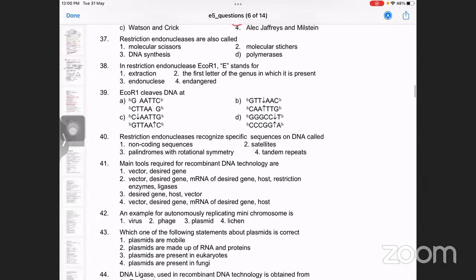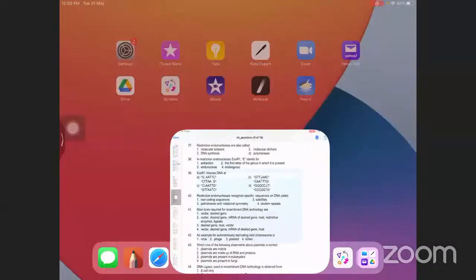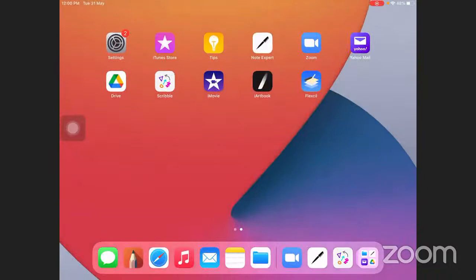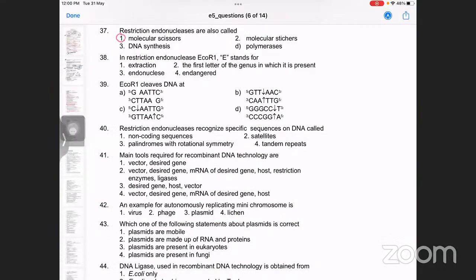Restriction endonucleases are also called molecular scissors. In the restriction endonuclease EcoRI, E stands for Escherichia, the first letter of the genus, in whose presence it is found, the endonuclease.